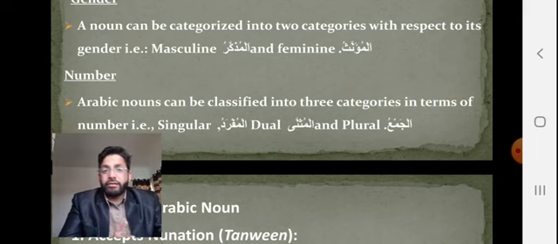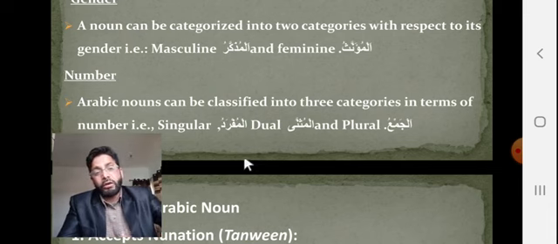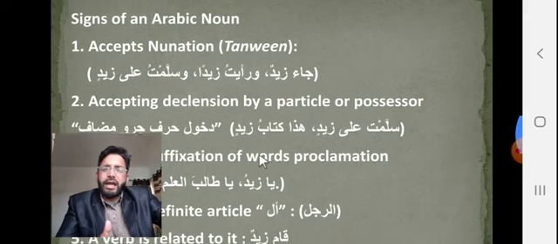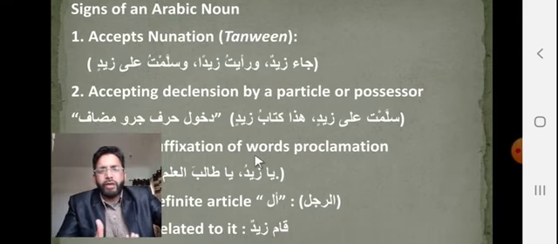So I told you that overall a noun is classified in many ways. Number one, definiteness and indefiniteness. Number two, in terms of gender, whether it's masculine or feminine. Number three, in terms of number, whether it's singular, dual, or plural. Now, what are the signs of an Arabic noun? There are some signs by which you can identify that this is a noun, this is not a verb, this is not a preposition. And what are those signs?